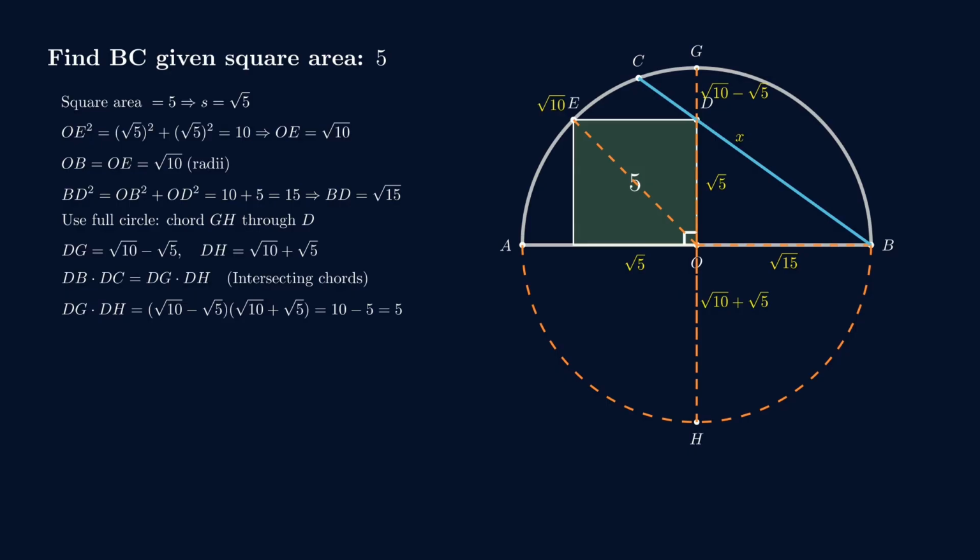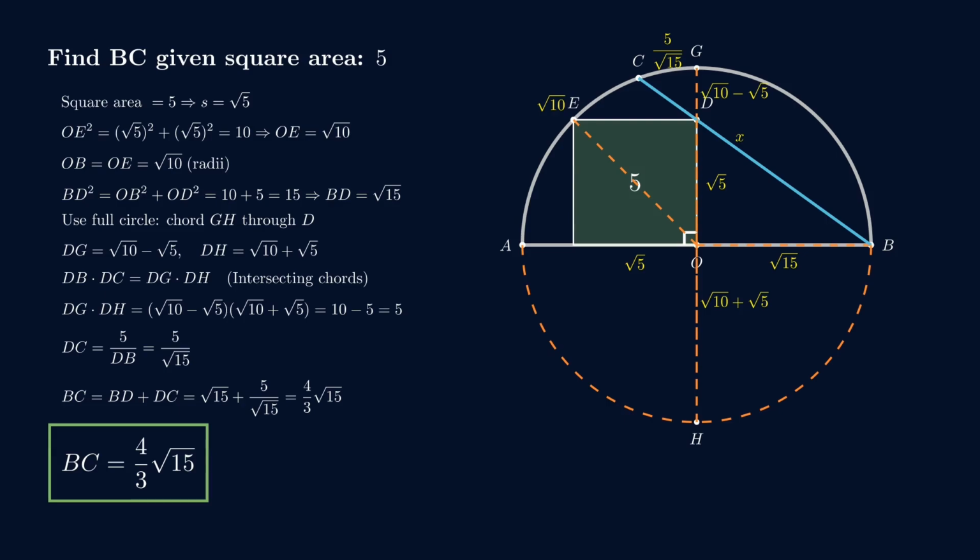That means DB times DC equals 5. But we already know DB equals square root of 15. So DC equals 5 divided by square root of 15. Now we're almost done. BC is made of two pieces, BD plus DC. So BC equals square root of 15 plus 5 over square root of 15. Let's simplify that expression. Combine over a common denominator. That becomes 4/3 times square root of 15, and that is the length of BC.